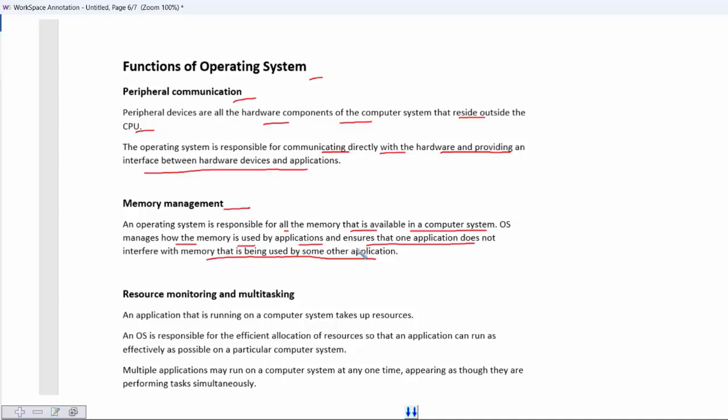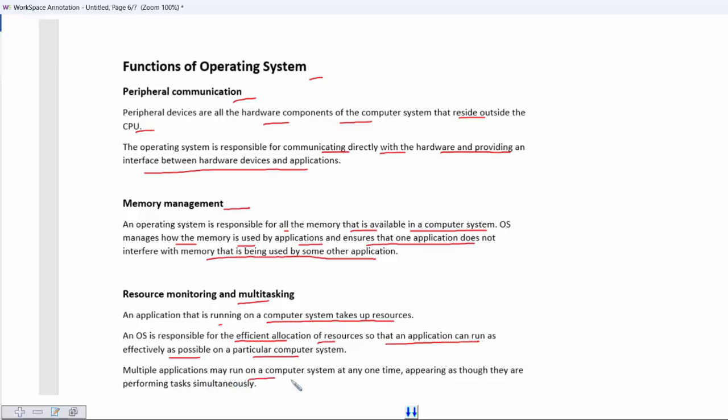So the next function of operating system is resource monitoring and multitasking. An application that is running on a computer system takes up resources. These resources include the amount of memory the application is occupying or how much processor time it needs in order to function properly. So an operating system is responsible for efficient allocation of resources so that an application can run as effectively as possible on a particular computer system.